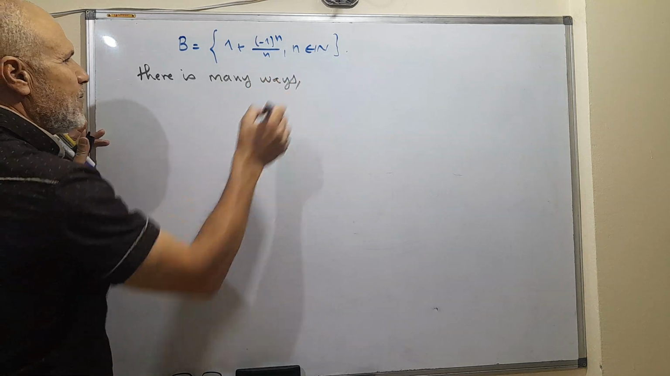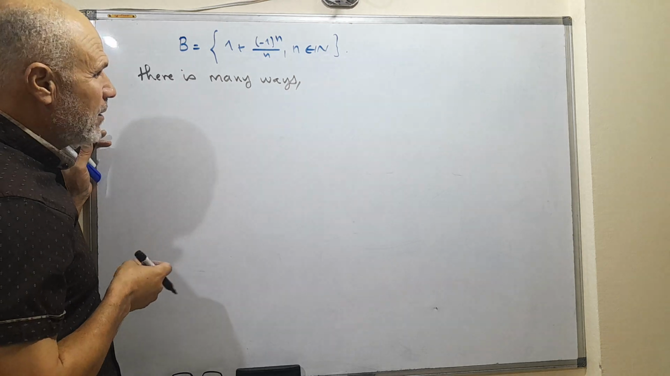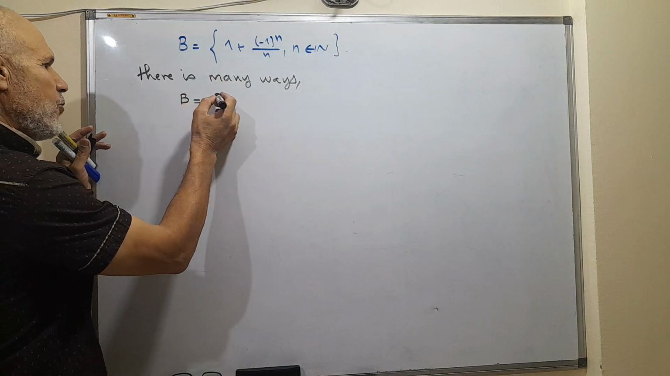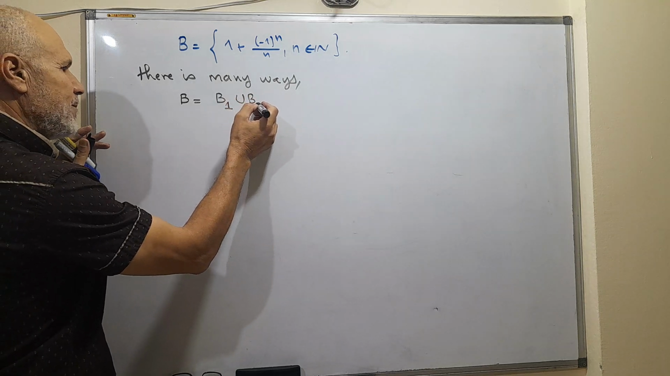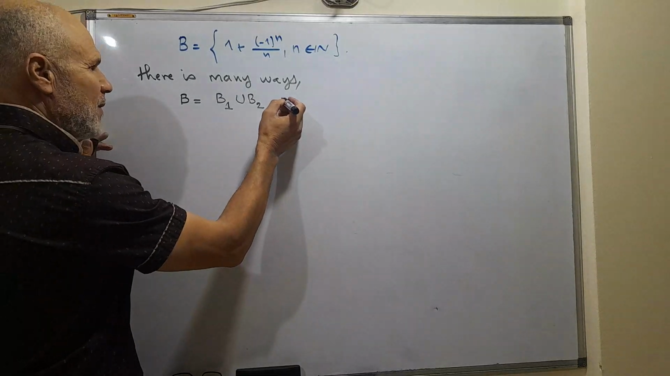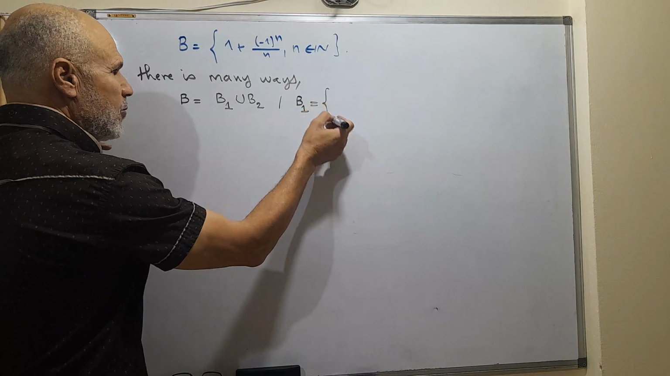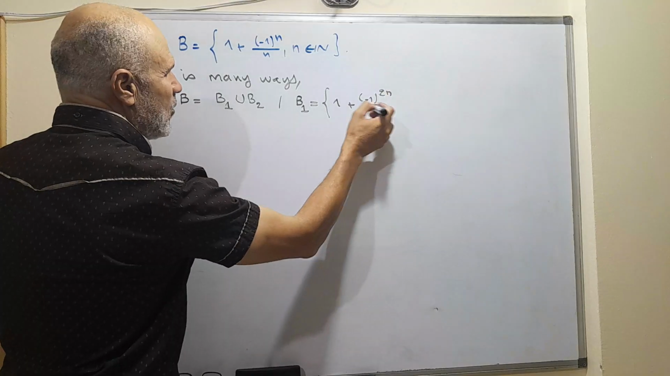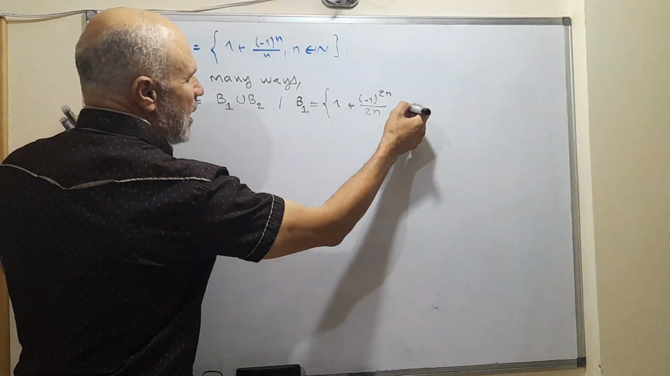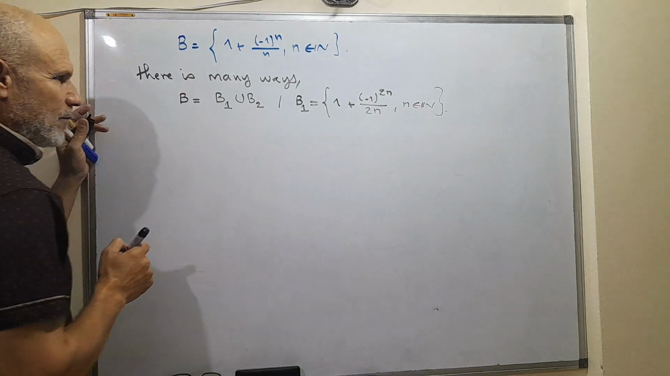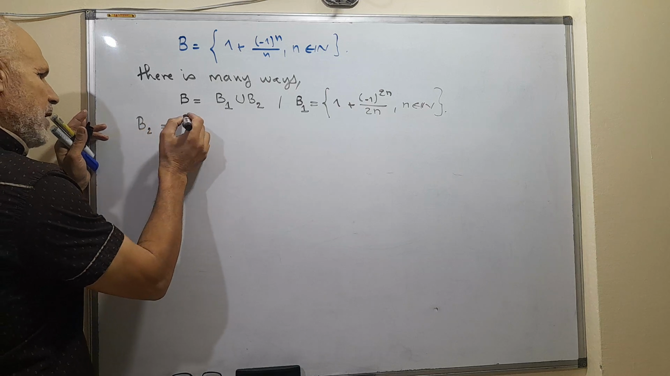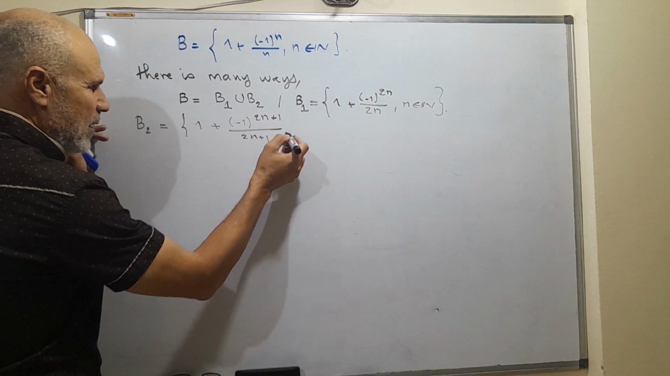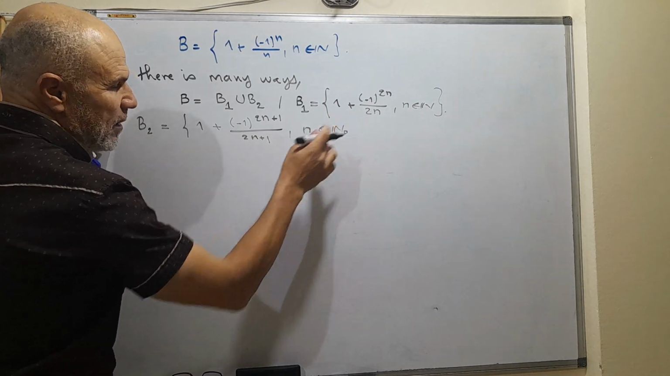There are many ways, but in this case I think the simplest way is to consider B as the union of two sets such that B1 is equal to 1 plus (minus 1) to the power 2n over 2n, n in N, and B2 is equal to 1 plus (minus 1) to the power 2n plus 1 over 2n plus 1, and n is in N, with 0.